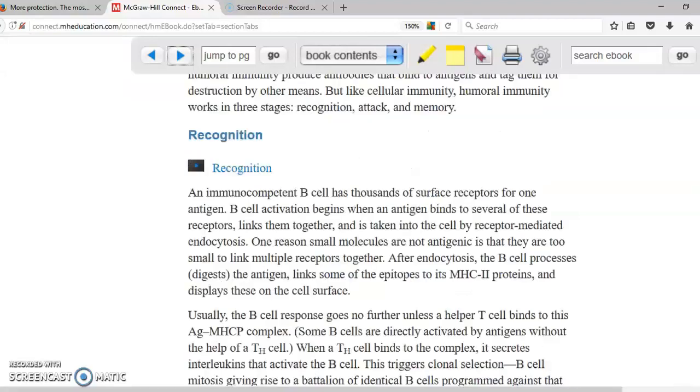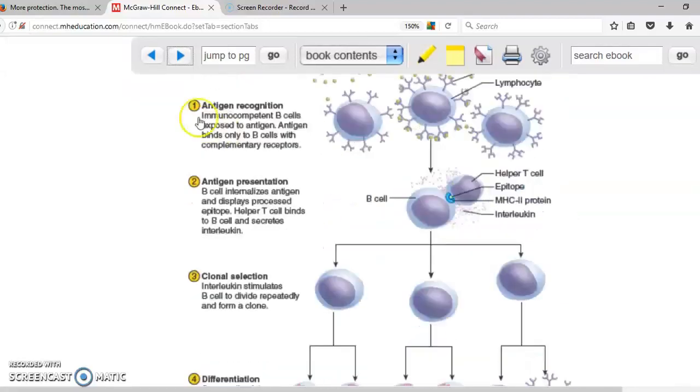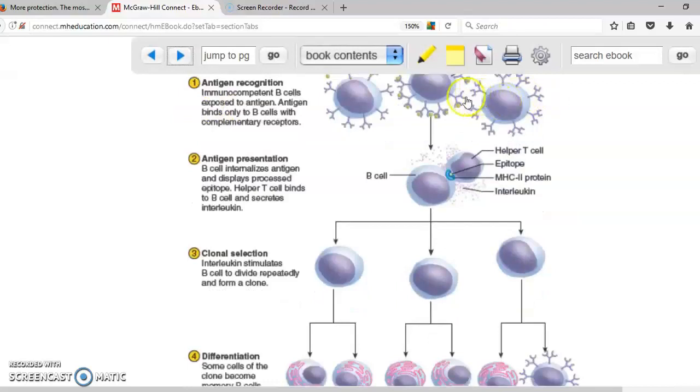Recognition. So we have the antigens right here. The B lymphocyte is going to phagocytize these antigens and process them, and then the epitopes of these antigens are going to be displayed right here in the major histocompatibility complex. Number 2, antigen presentation. The B lymphocyte processes the antigen and displays the epitope right here in the cell membrane using the major histocompatibility complex.